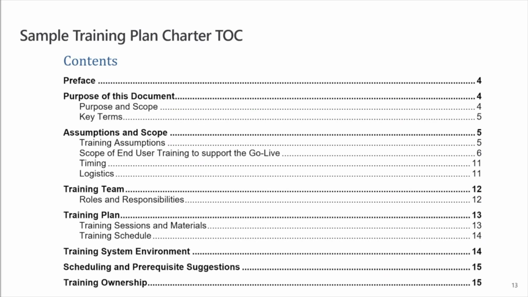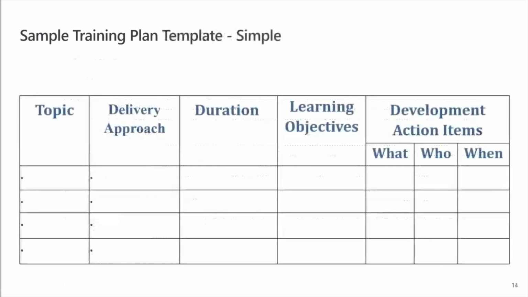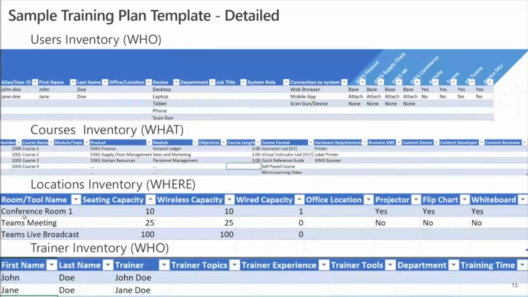So once you've got a training plan charter, and I do have a sample that I'll share with you, and I'll do a quick demo of it, you can start making a sample training plan. Now, when you first start, you might keep it very basic and just have some topics listed out with a delivery approach, a duration, how long it's going to be, along with some learning objectives. And then for your development action items, you might document the what, the who, and the when. This is a very basic plan, and it's a good starting point, but as you get further along in your project, you're likely to need a lot more detail. And so that's where the detailed sample training plan comes in.